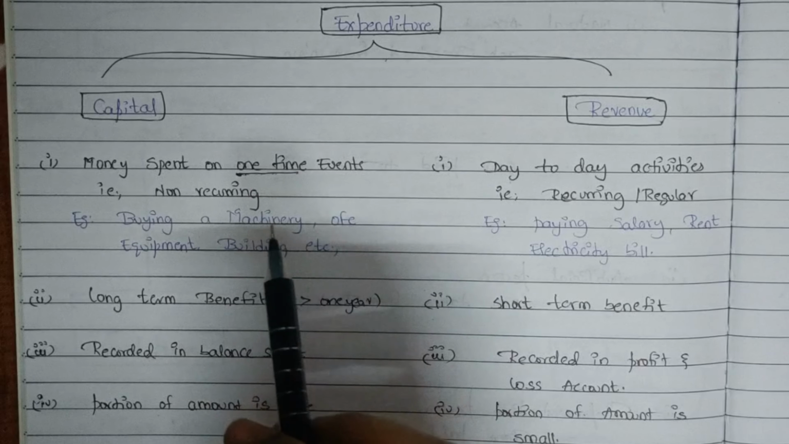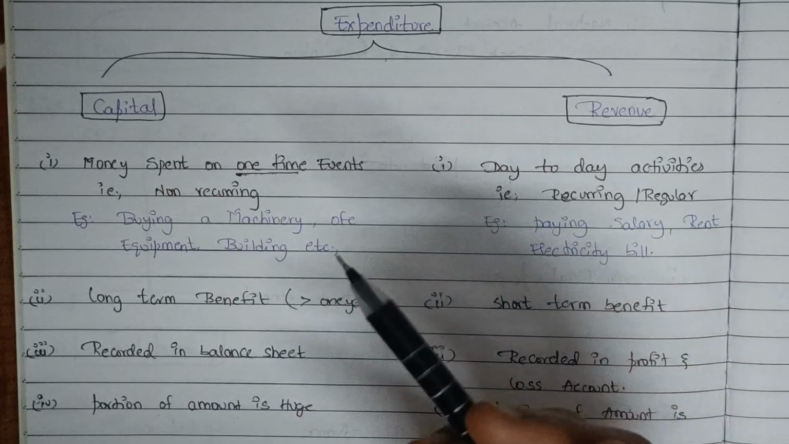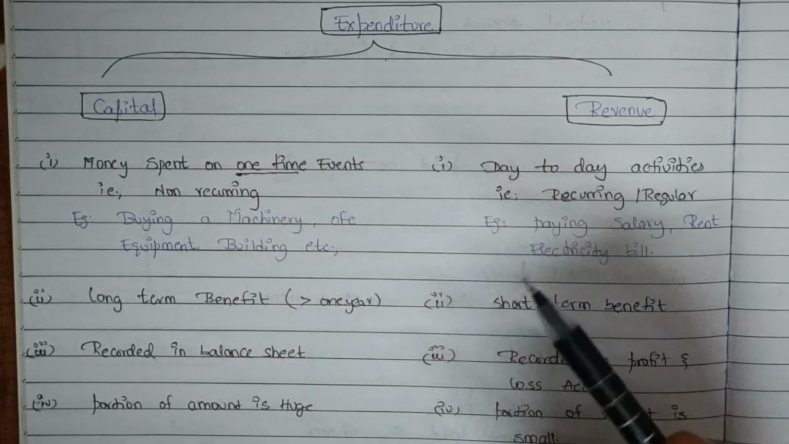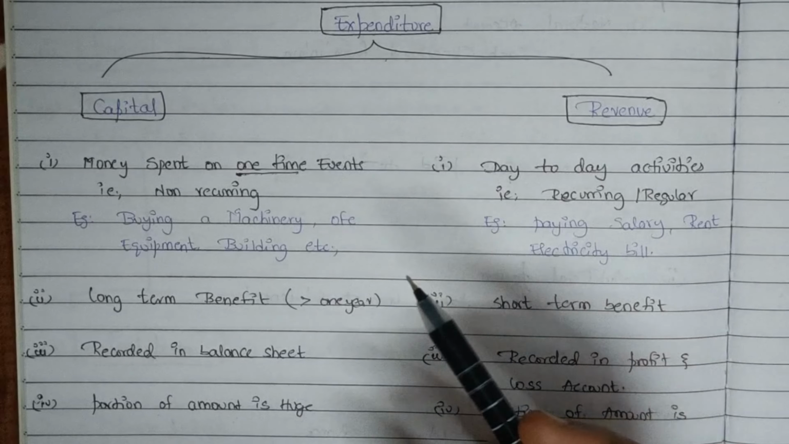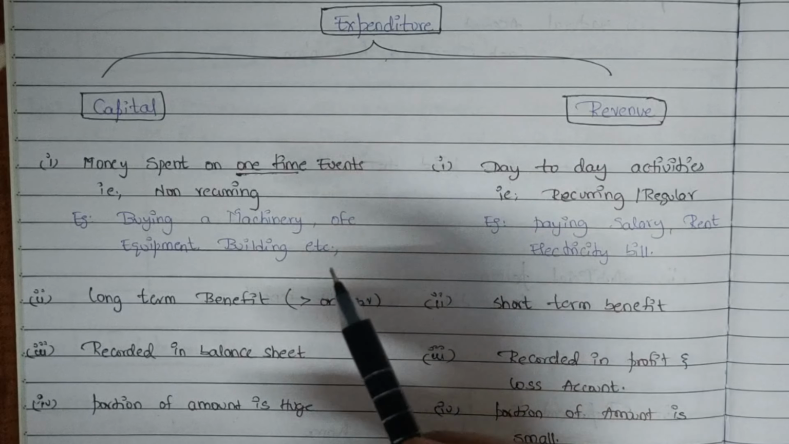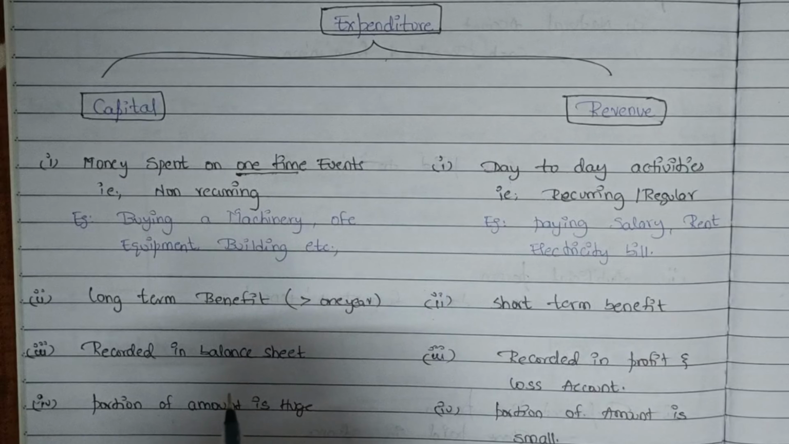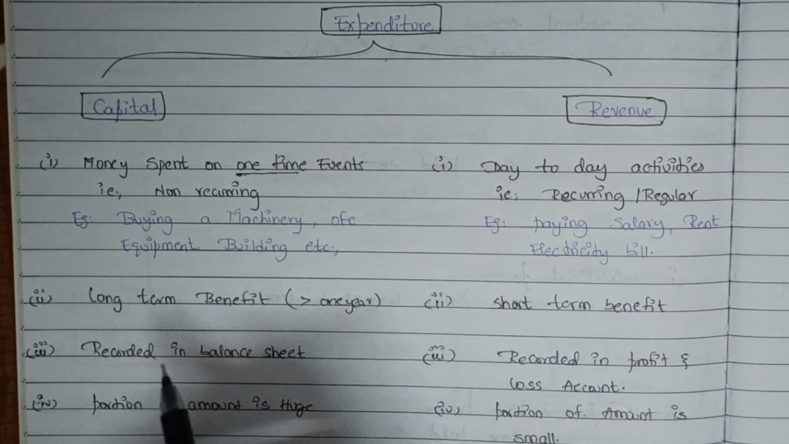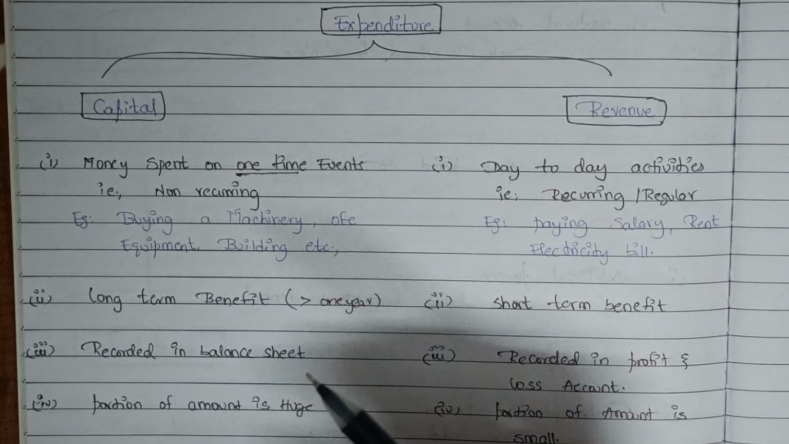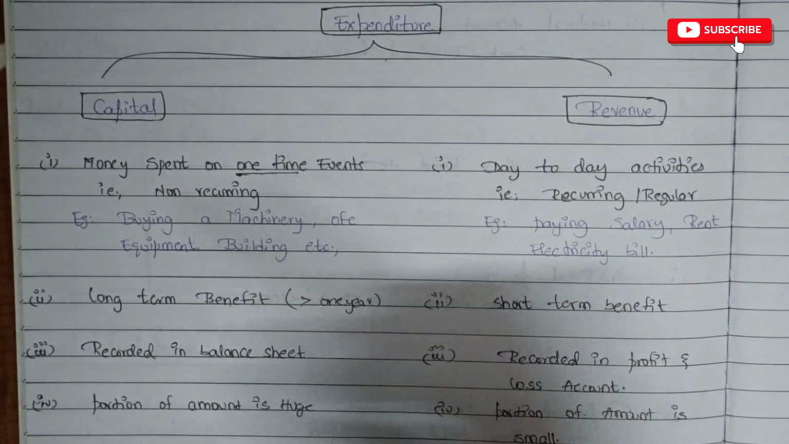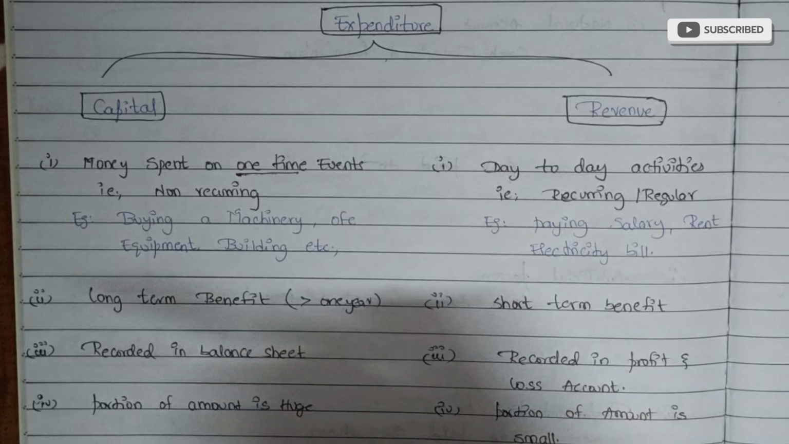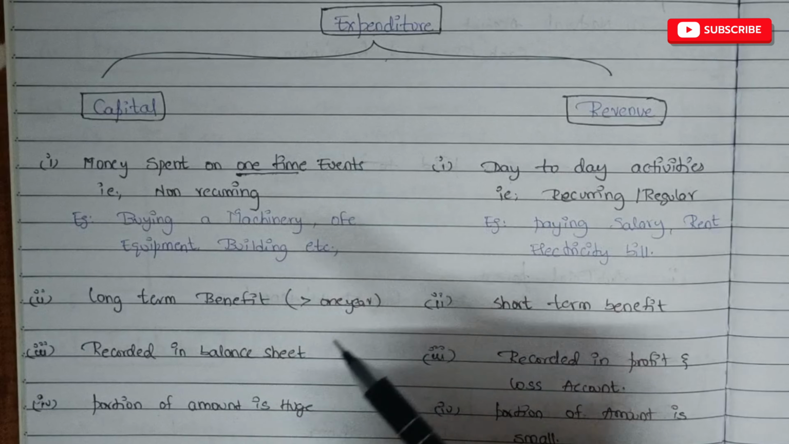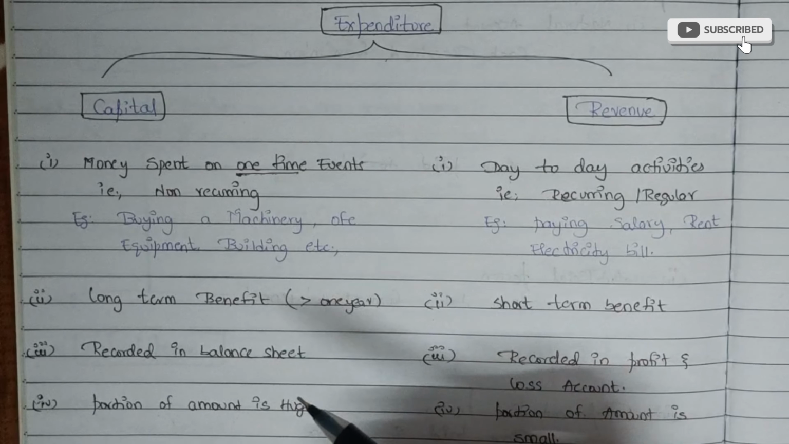Because we will be spending the money only one time, right? For buying that machinery. We will not be buying it again and again in one year, right? So this machinery will be termed as long-term assets and will be recorded in our balance sheet as they have long-term benefit for our business. They will be used for more than one year in our business, and the portion of the amount which is invested on such machinery is very huge.